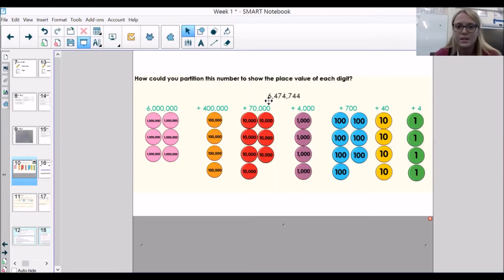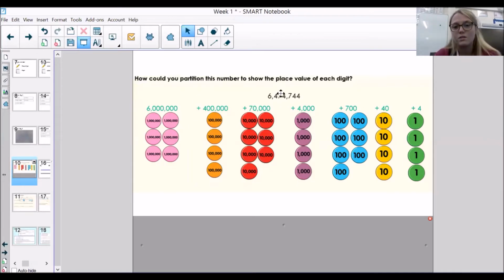Okay, so that's that first digit done. Next one, 4 in the 100,000s place value column. So I've got 400,000 place value counters. So I've added on 4. That has 5 zeros, so 400,000.